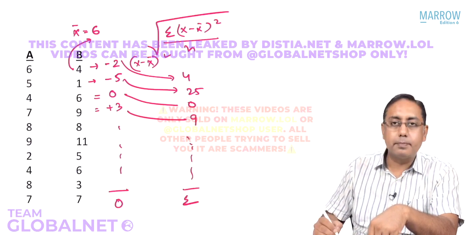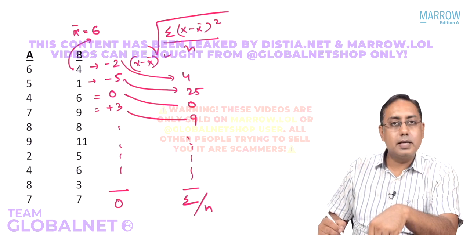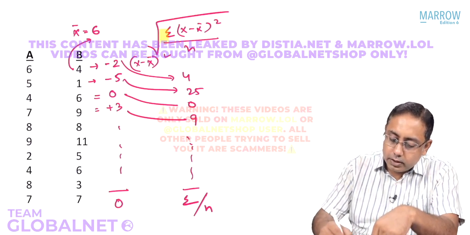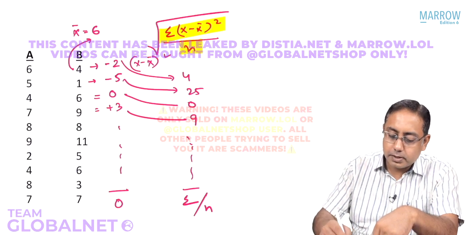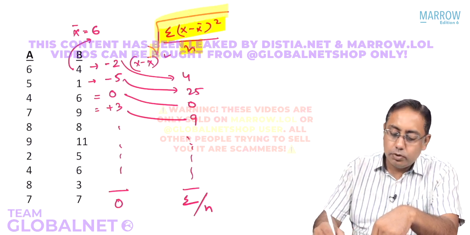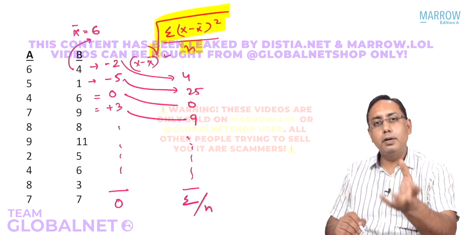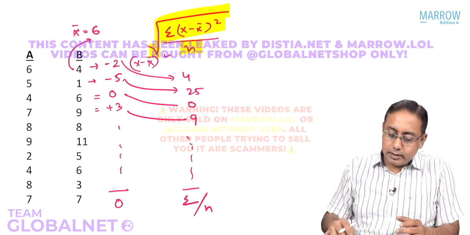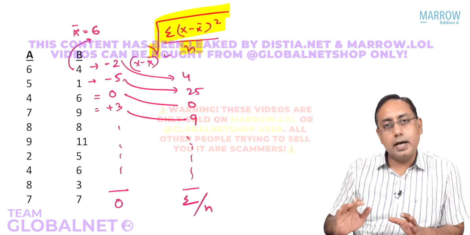And now you add them. And now you divide by the sample size. So summation of the squared numbers divided by the sample size, and because you squared them, you do the under root. That formula or that concept is going to tell you how much is the mean deviation. That funda is called the standard deviation.